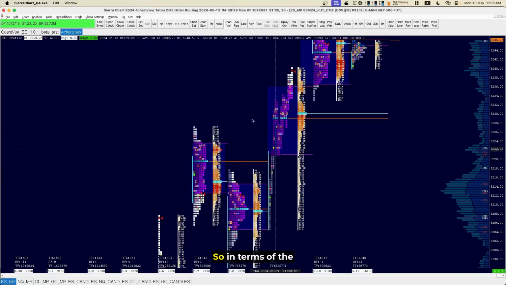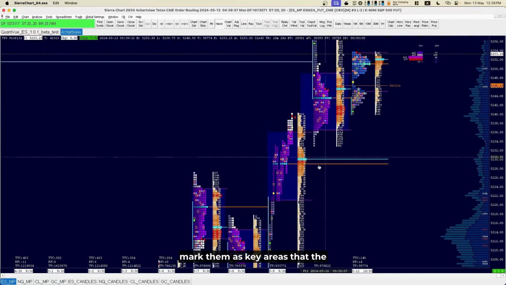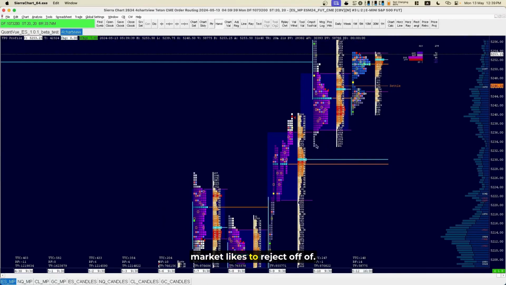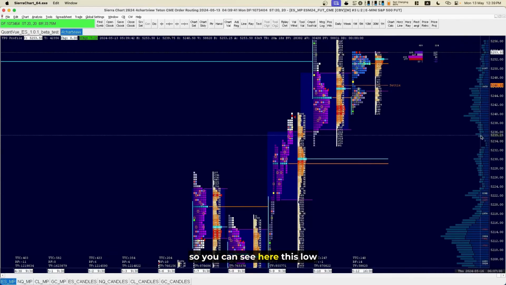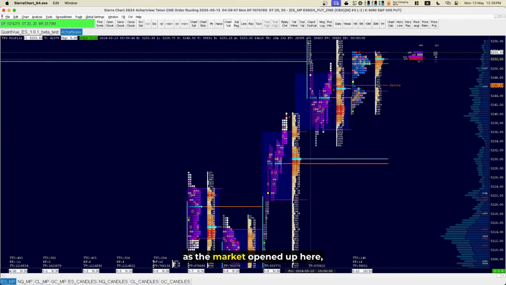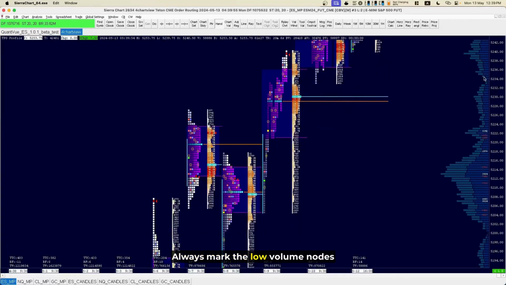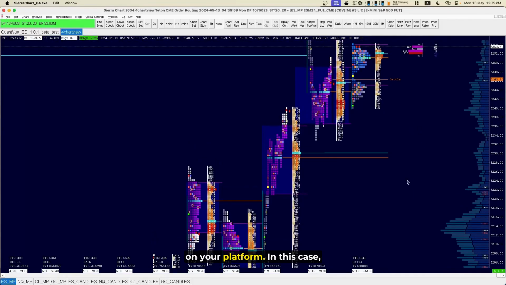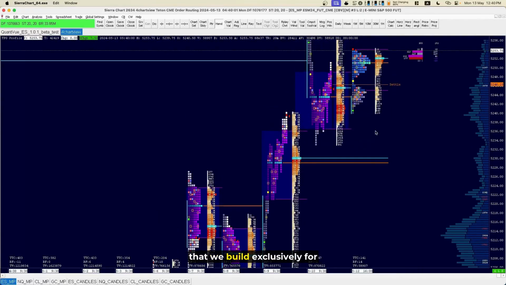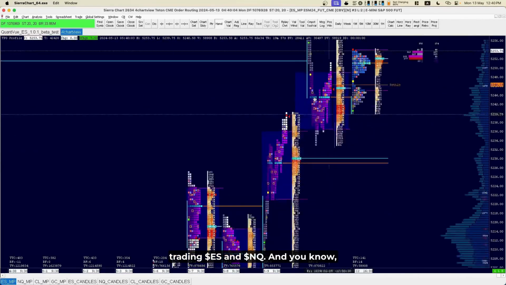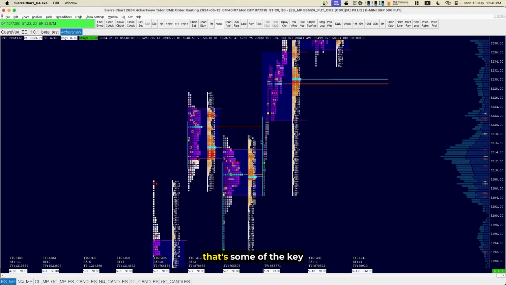Okay, so in terms of the volume profile, we are looking at the low volume nodes and marking them as key areas that the market likes to reject off of. Okay, so you can see here this low volume node right here. Actually, as the market opened up here, it returned back to it, found rejection and bounced off of it. Always mark the low volume nodes on your platform. In this case, we are using the Sierra suite that we built exclusively for trading ES and NQ, and that's some of the key differences.